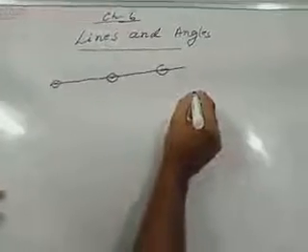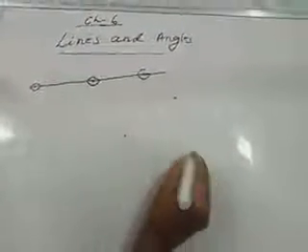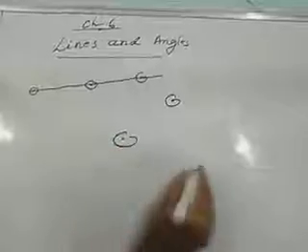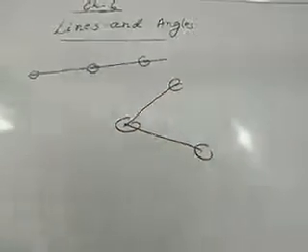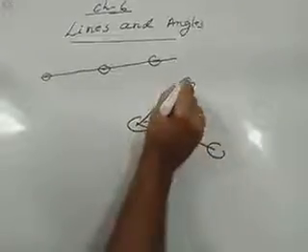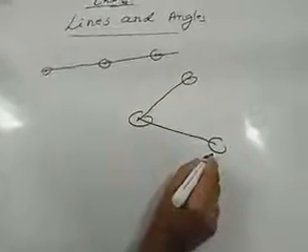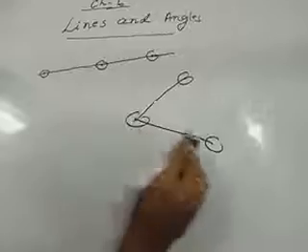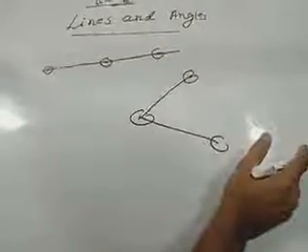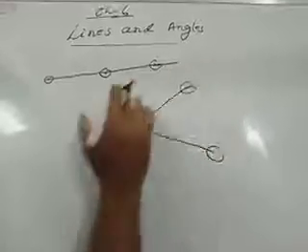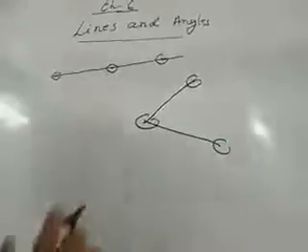On the other hand, you see, these are the points. If you join these 3 points, you never get a straight line. You are not getting a straight line. So these points are non-collinear points. If 3 or more than 3 points after joining do not get a straight line, then these points are said to be non-collinear points.